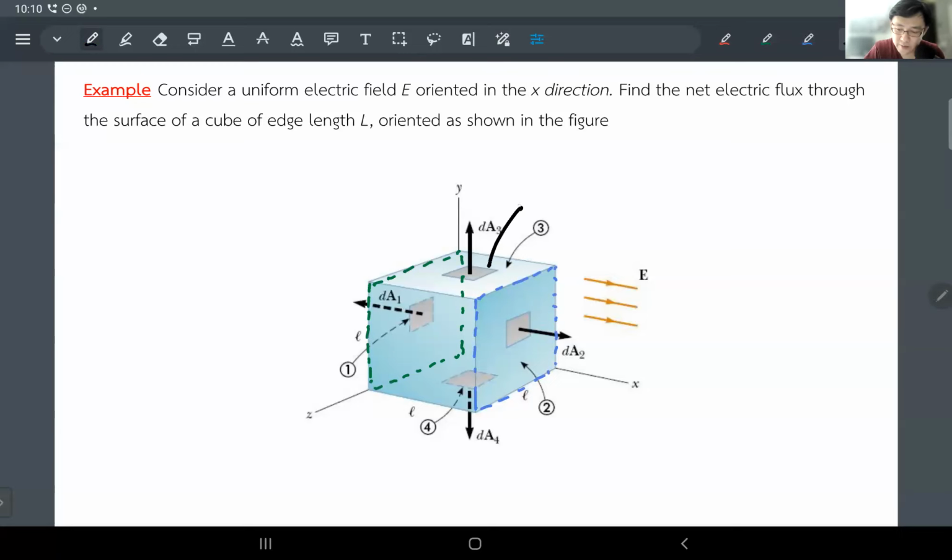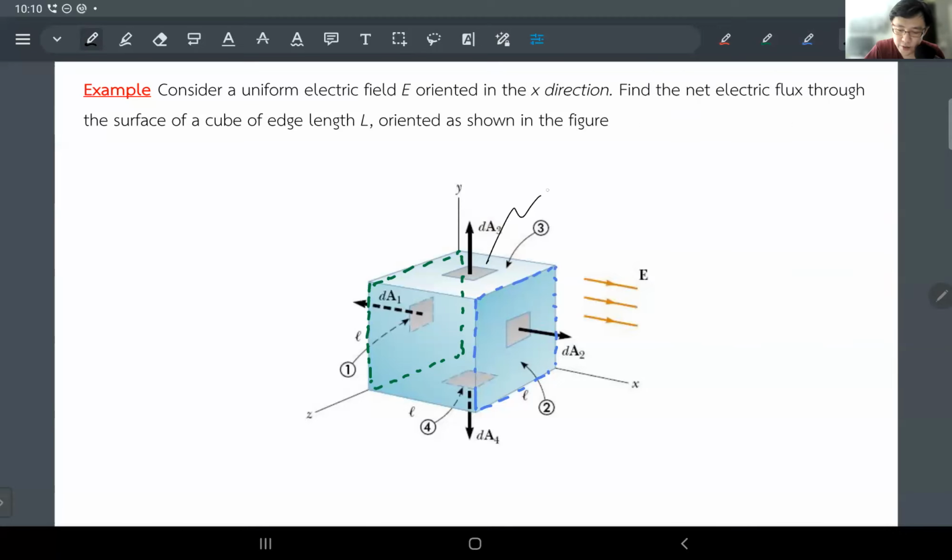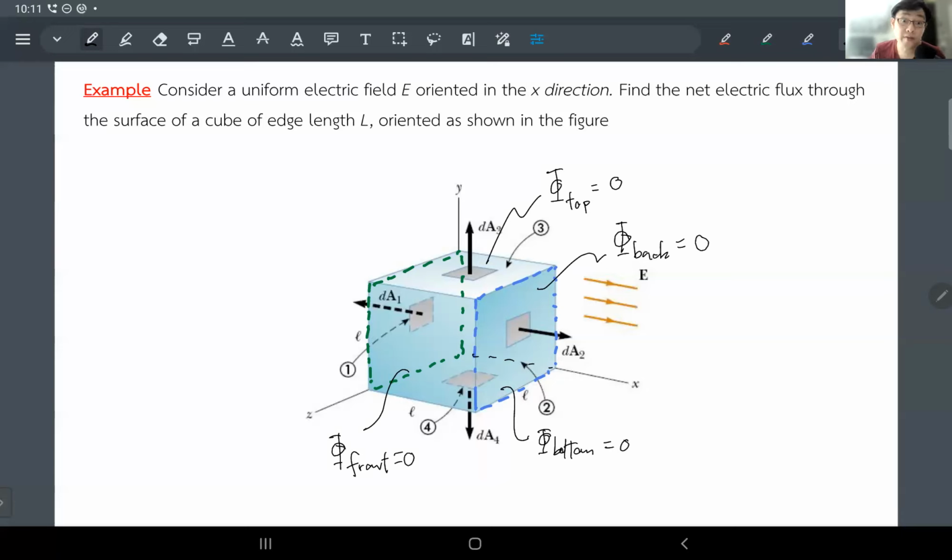Here is the top area, which should have zero flux. No flux. The bottom, flux at the bottom, nothing. What about the front? Let me call this the front. Nothing. What about the back? I can call this the back there. Nothing. Cool. So the only things you need to do the calculation for are the one on the left and the one on the right, the green and the blue.